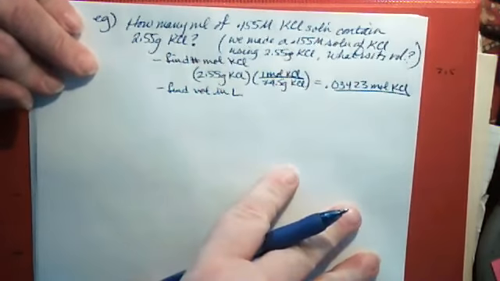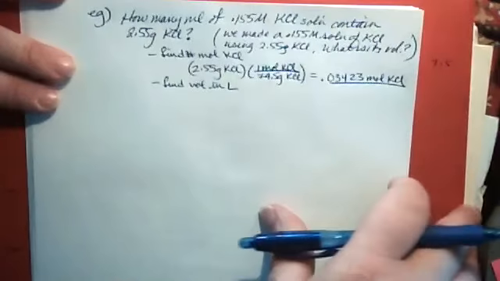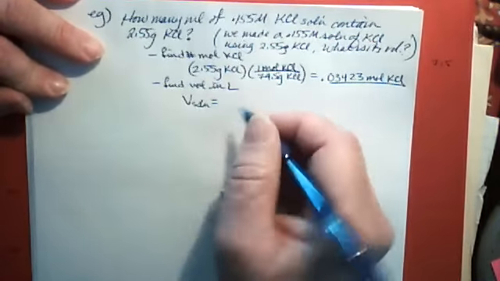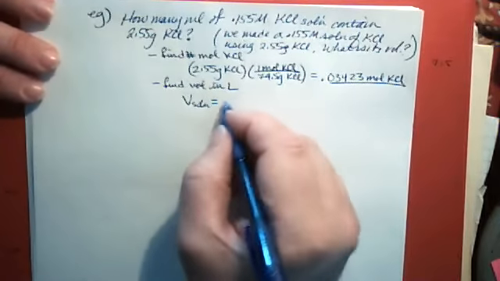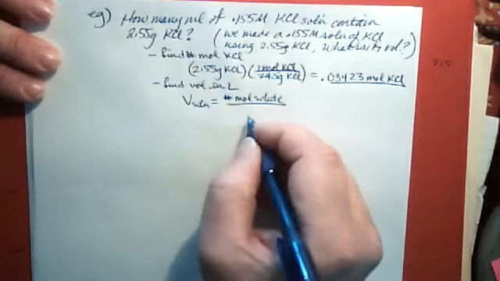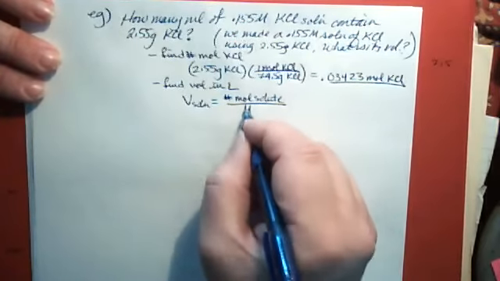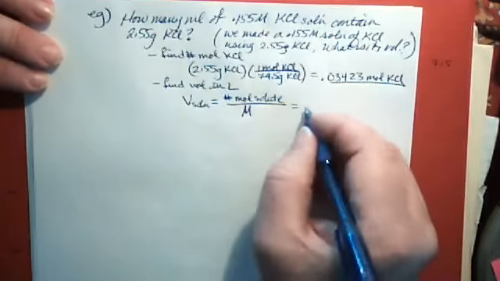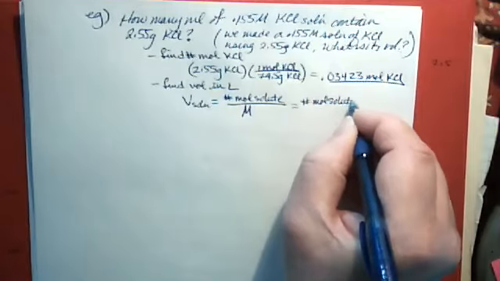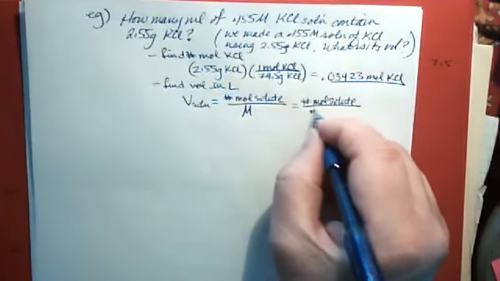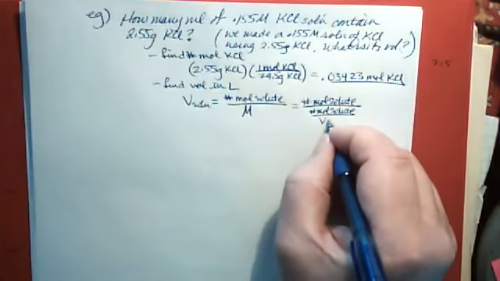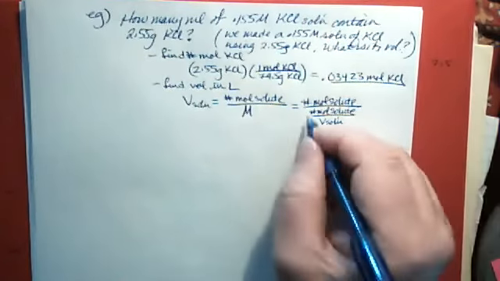Using the molarity equation, you can find the volume in liters pretty easily. So the volume of solution is just going to be number of moles of solute divided by molarity, according to our triangle. And remember, molarity is number of moles of solute divided by the volume of the solution in liters.